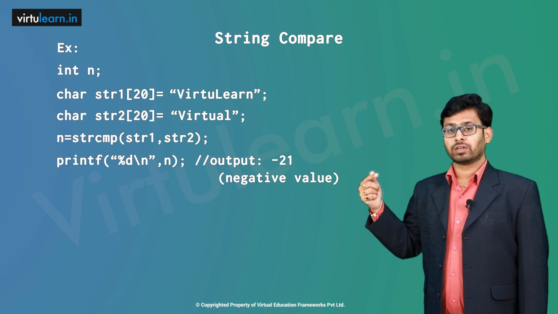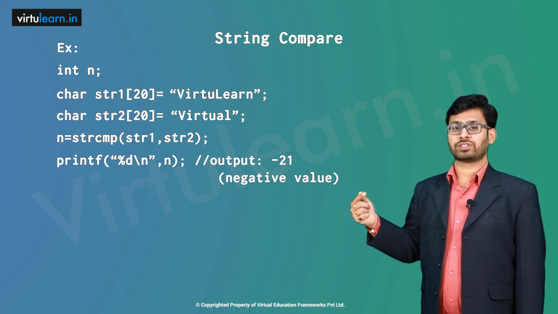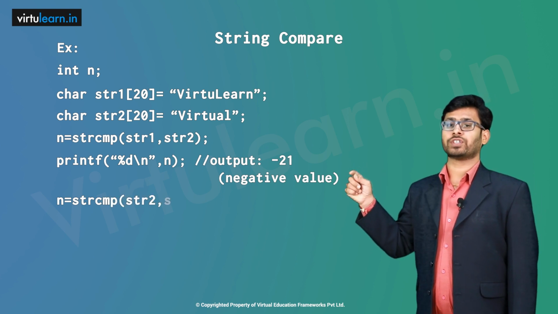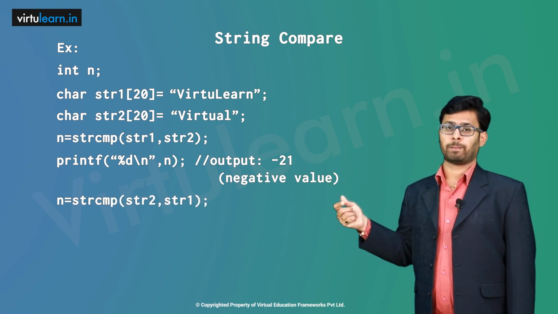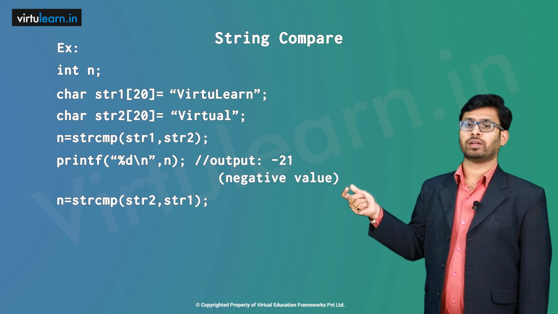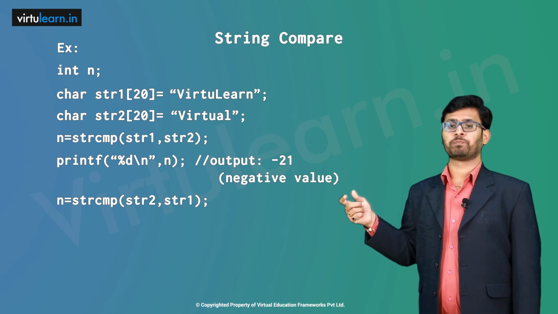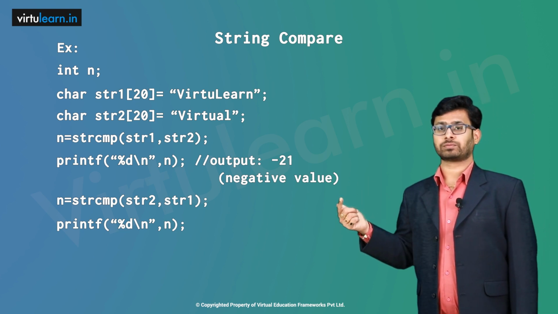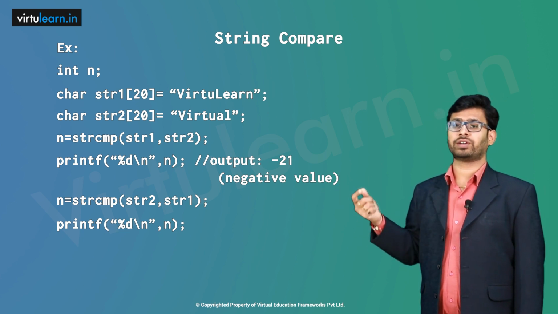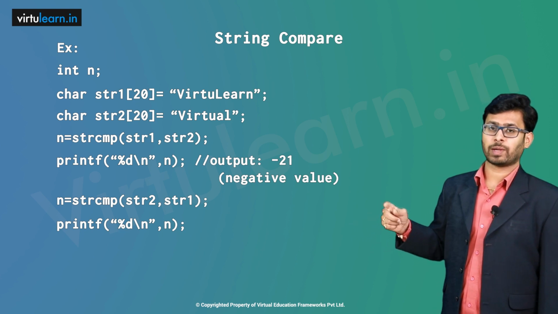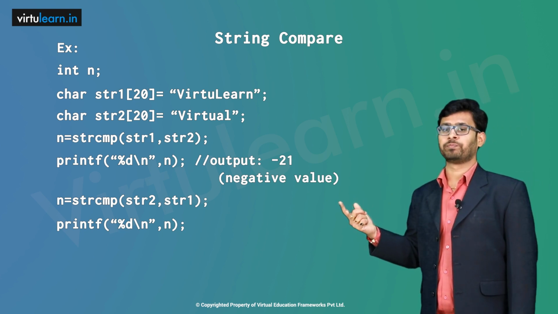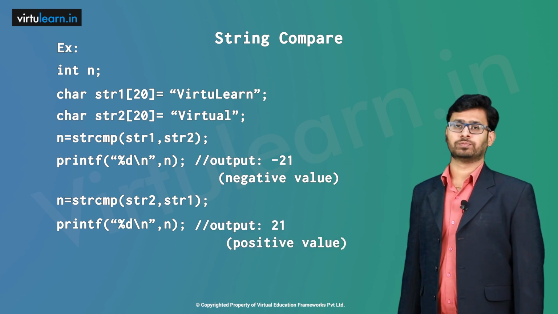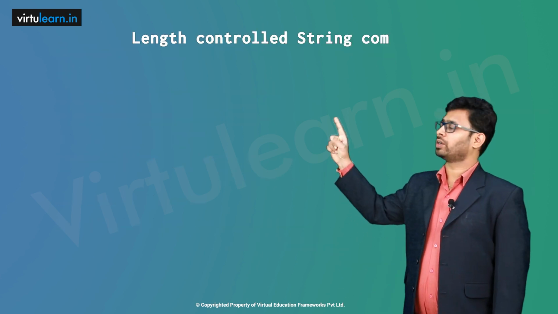Next, in the next case, n equal to strcmp of str2 comma str1. Here str1 is acting as the source string. If the source string is greater than the destination string, then it returns a positive value. That is, if I write str2 comma str1, the value it returns is 21, which is a positive value.